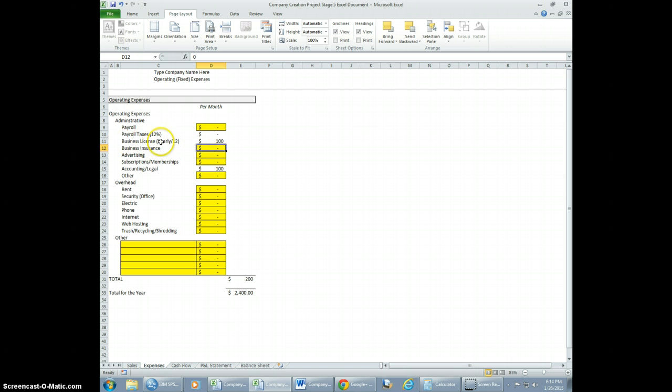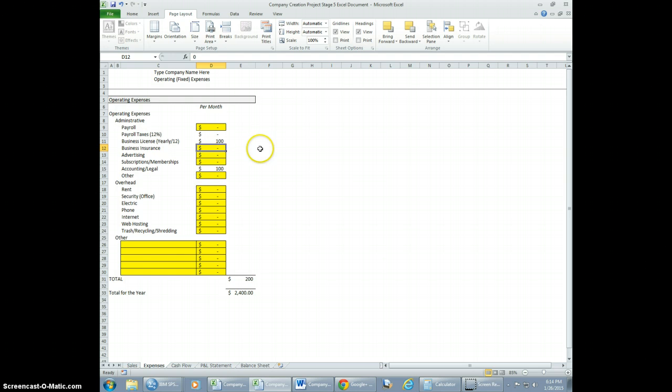You'll notice that the business license and the accounting and legal costs have already been factored in as $100 per month for you, for a total of $2,400 a year. So these are decisions that have already been made, and you don't need to adjust this. Again, for the purpose of simplifying this assignment, we've already factored in what the average cost of these two different things are. So it's something that you will need to have included in your company expenses.